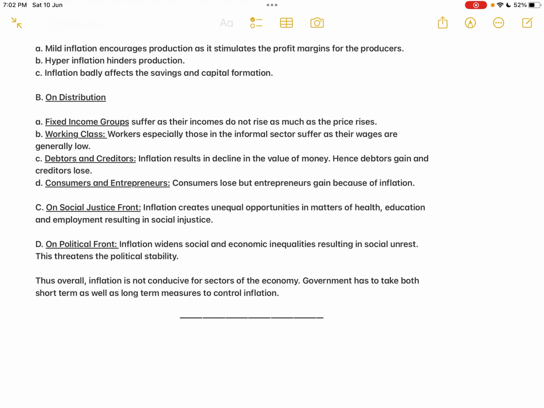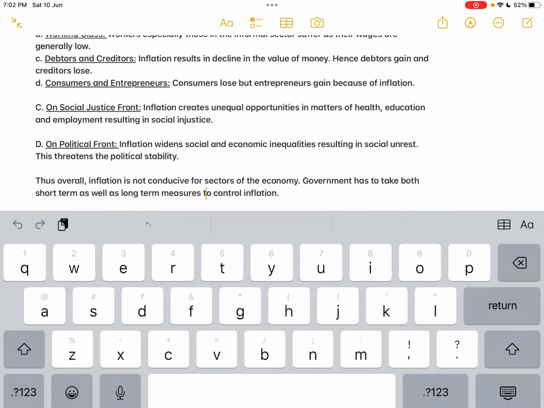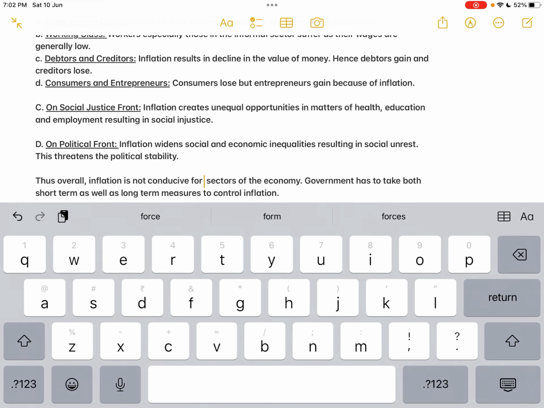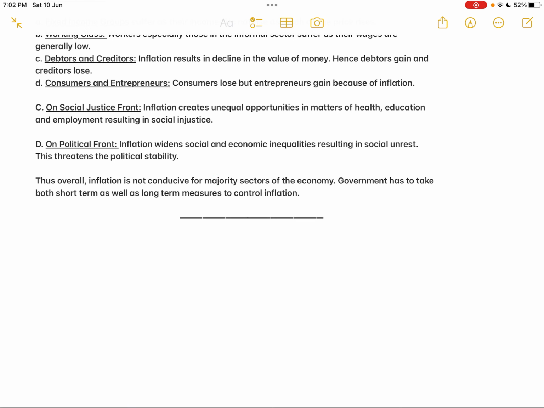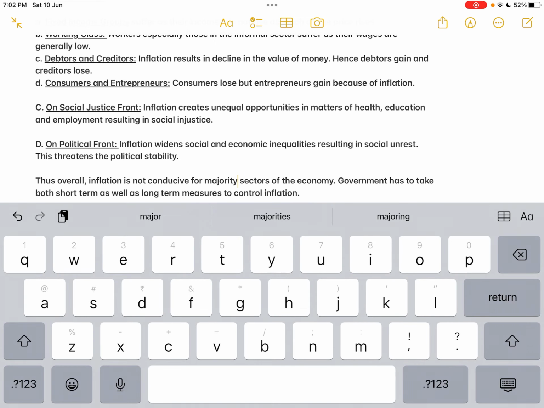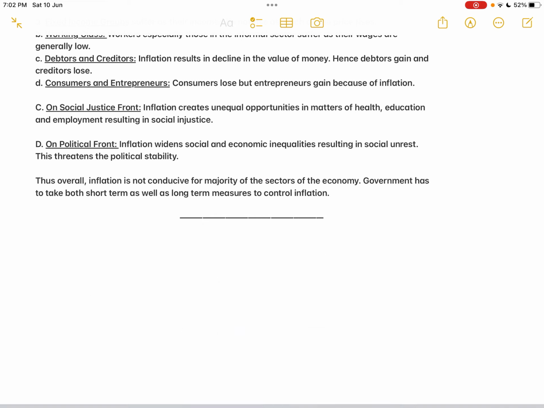So that's why we can see that overall inflation is not conducive for the majority of the sectors of the economy. It's benefiting only certain sections of the people, but the majority of the sections of the people are adversely affected because of inflation.